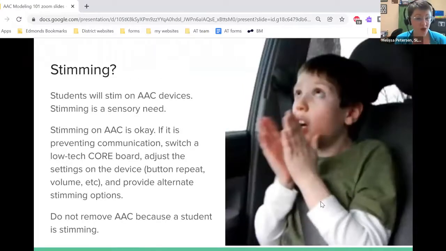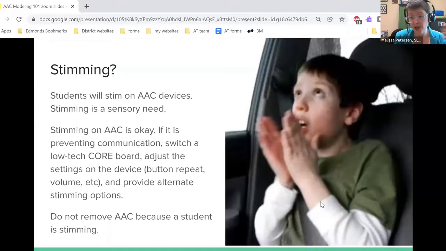And this one also comes up a ton, especially for our autistic students. Students will stim on AAC devices, I promise. Since stimming is a sensory need, it's not something that we can or should stop. And they'll do it on low tech or high tech. I've had students who flapped with a paperboard, and that's okay. Stimming is okay. If it's preventing communication, we want to give them another way to stim so that the AAC iPad or low tech tablet or core board or whatever can be used for communication.